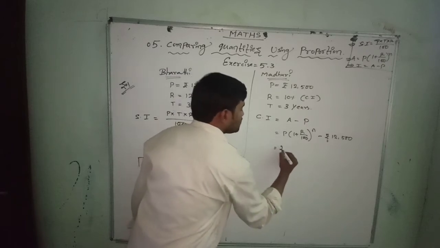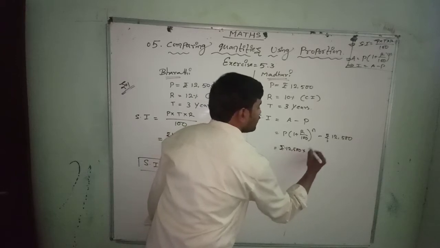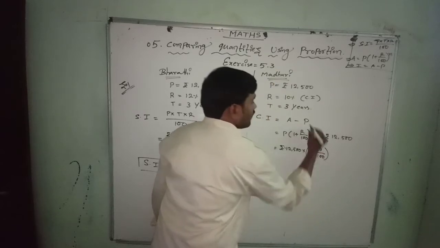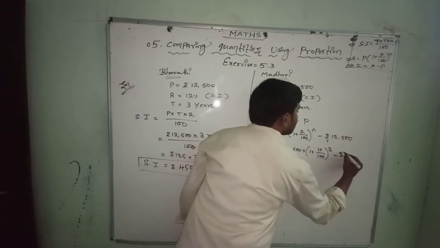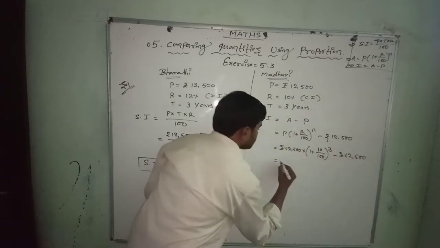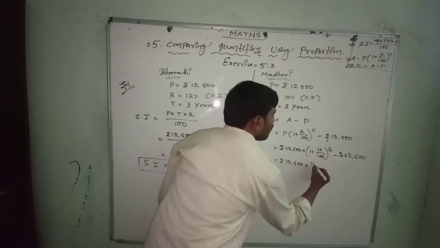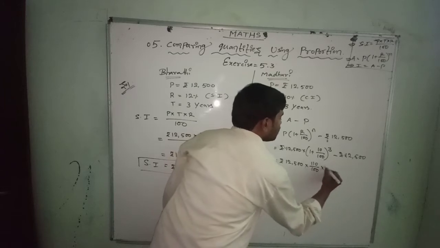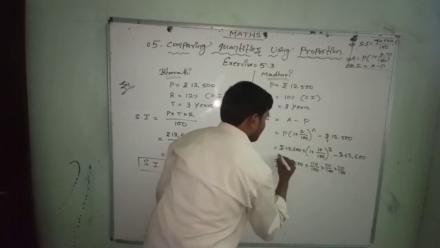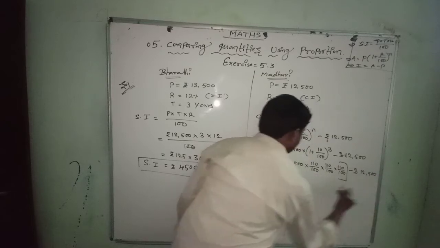So the principal is rupees 12,500 into 1 plus rate of interest 10% by 100, whole to the power of 3, minus rupees 12,500. We have to separate this principal, 12,500. So rupees 12,500 into 100 plus 10, 110 by 100 into 110 by 100 into 110 by 100. This value minus rupees this value 12,500.